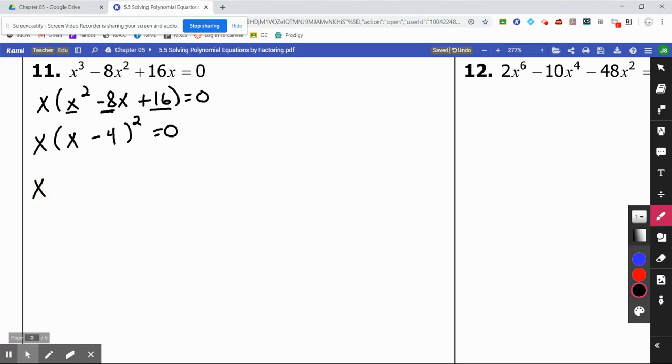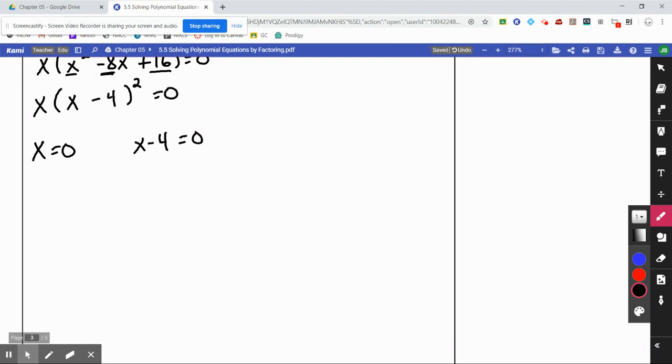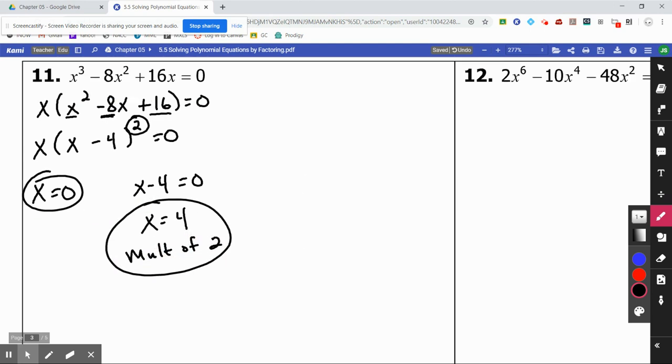Set each factor equal to 0, x equals 0, and x minus 4 is equal to 0. And you might say, well, what happened to the 2? We'll show you in just a second. So one solution is 0, the other solution is 4. But because of the 2, that solution has a multiplicity of 2. Now, just a quick reminder, the graph looks like this because it's x to the third. It crosses at 0, and it touches at 4. It doesn't actually cross. Remember the tangent.